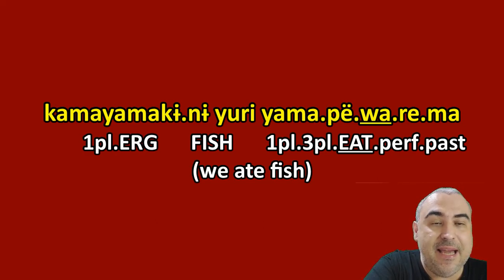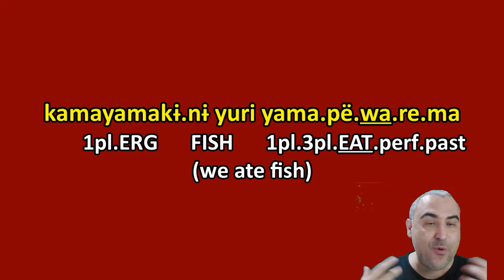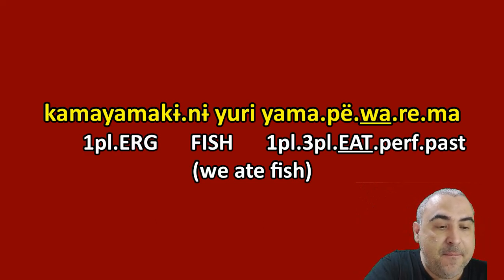And the ni, the end, marks the agent of the verb, the agent of the action, so the one who performs the action. So we know that we there are the ones who cause something to happen. We are responsible for whatever the sentence is describing. That's what the ni does. It marks the agent of the transitive verb.